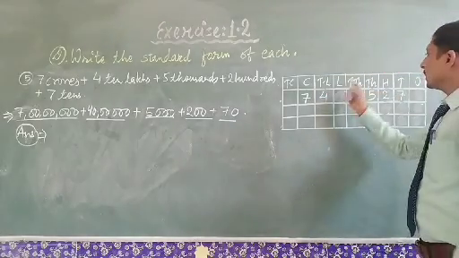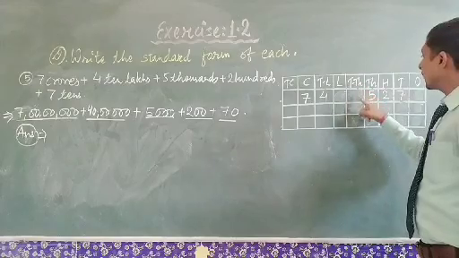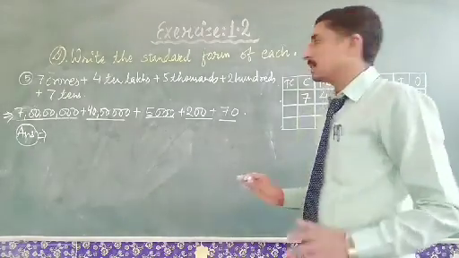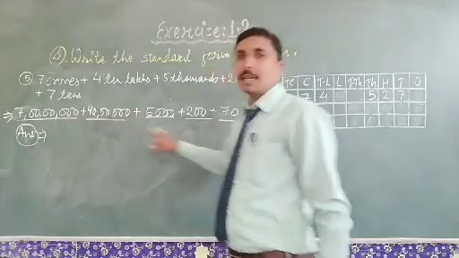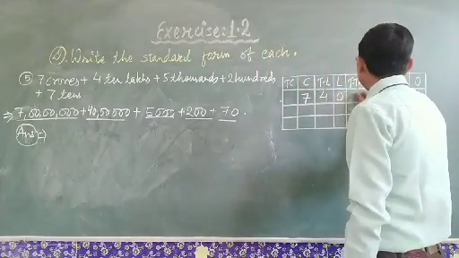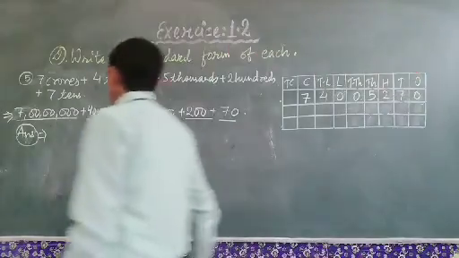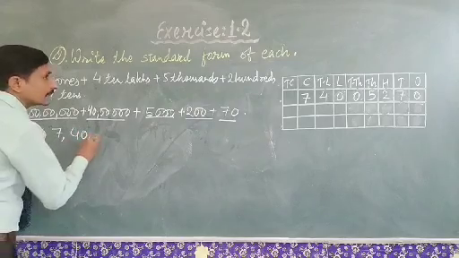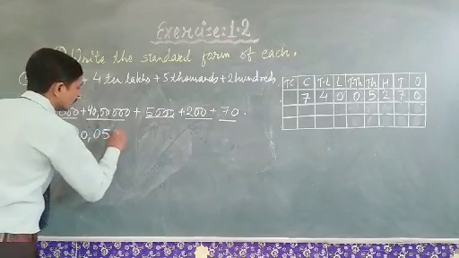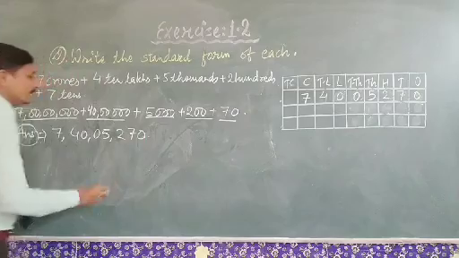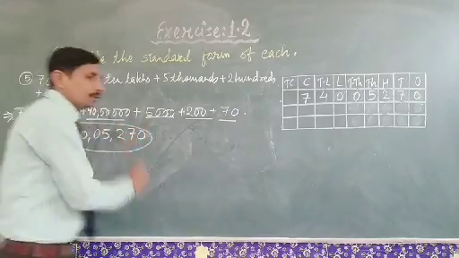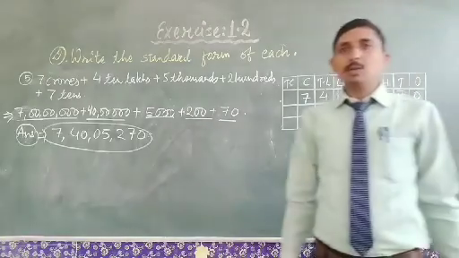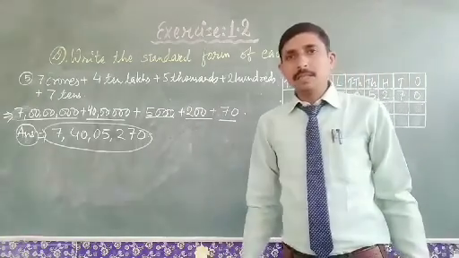Now you see the places of lakh, ten thousands and ones have no digit because no value is given there in the question. That's why I put 0 in those places. Now our answer is 7 crore 40 lakh 5,270. So in this way you can complete the remaining questions of question number D in the same way.